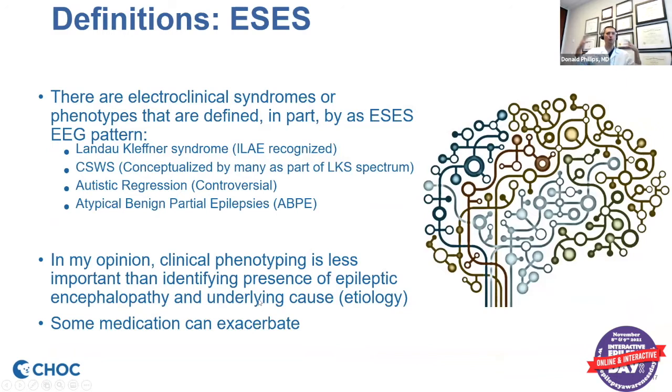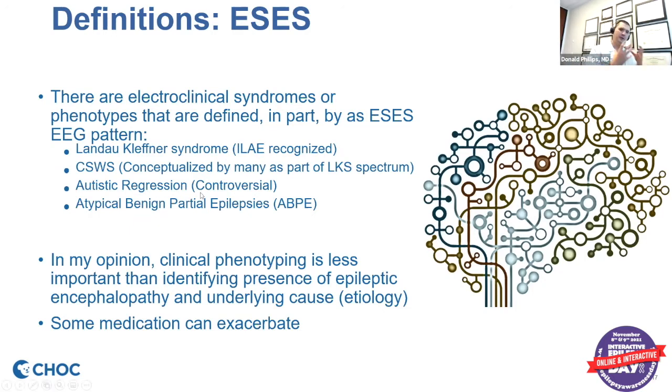So when people talk about ESES, we have to differentiate between, are we talking about just the EEG pattern, or are we talking about the encephalopathy or the cognitive bit that comes with it? Attempts have been made to further describe electroclinical syndromes that fall under this bigger umbrella. So Landau-Kleffner syndrome is largely language regression with the high spike wave burden on the EEG. CSWS is more of a global cognitive decline associated with the ESES pattern.